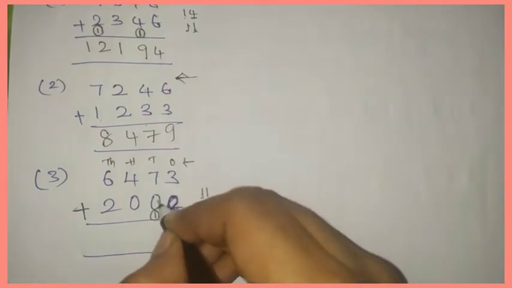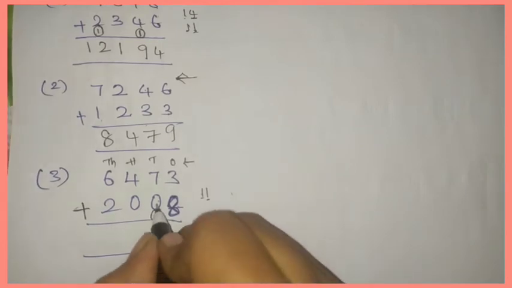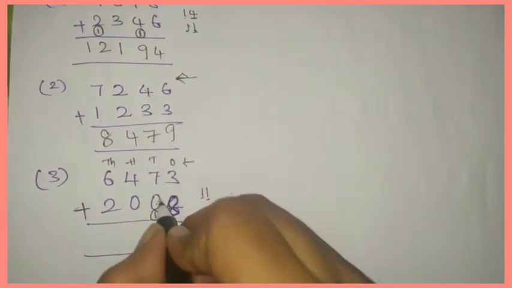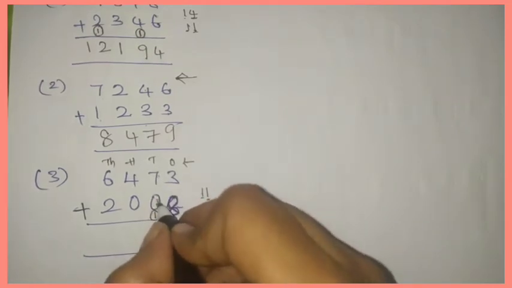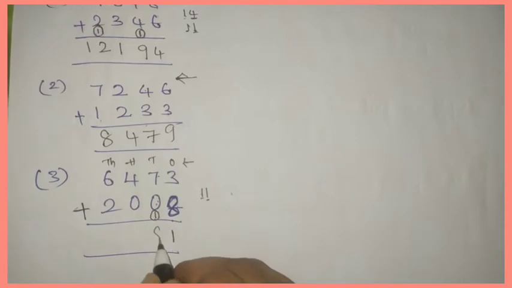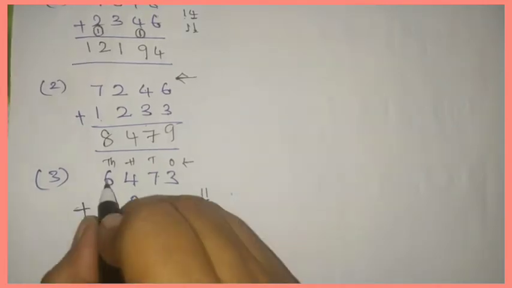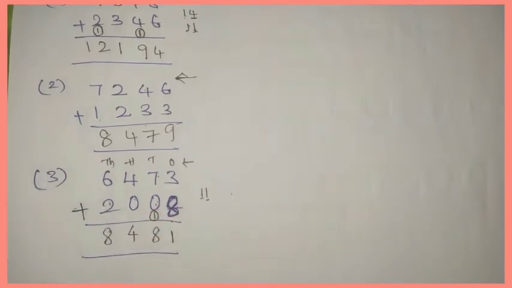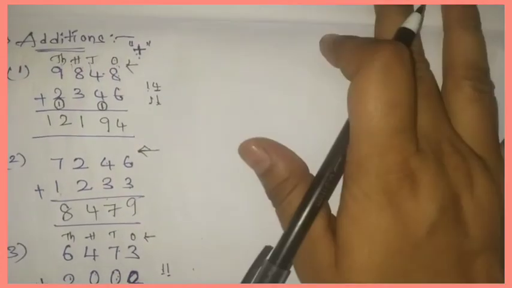Next, 7 plus 0. When we add any number to 0, we will get the same number. So 7 plus 0 is 7 only. 7 plus 1, 8. 4 plus 0, 4. 6 plus 2, 8. Okay, these are additions.